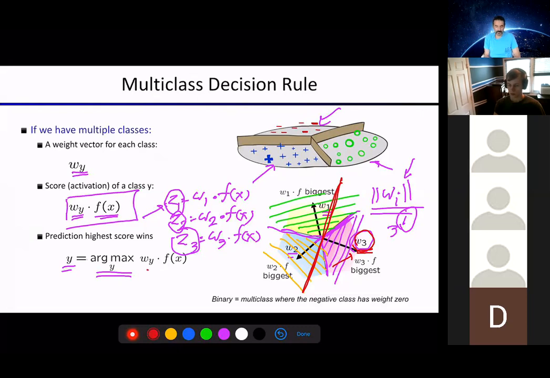And then we calculate this inner product between the weight vector and the feature values to calculate the activation for each class. Does it make sense? Yeah, thank you. Any other questions?